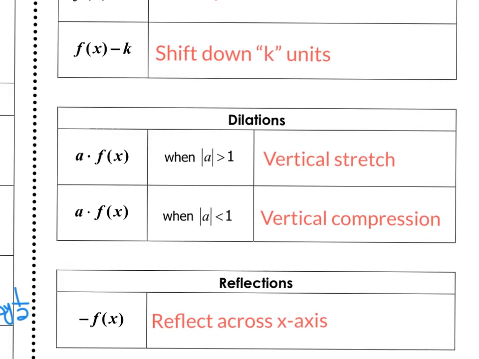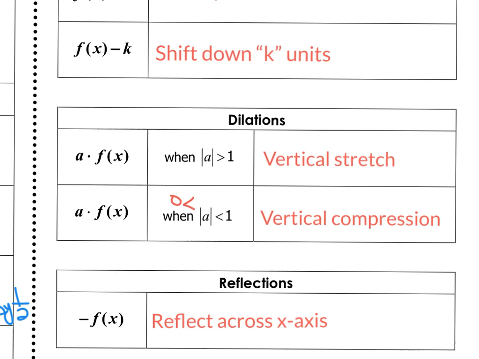Generally speaking, if A is greater than 1, we would call that a vertical stretch. Now, here's what I want you to change on this worksheet. If you have some sort of number out in front, like that 2 or the 1/2 or whatever it may be, I also want you to sneak in that if it is between 0 and 1, that is when you have a vertical compression.